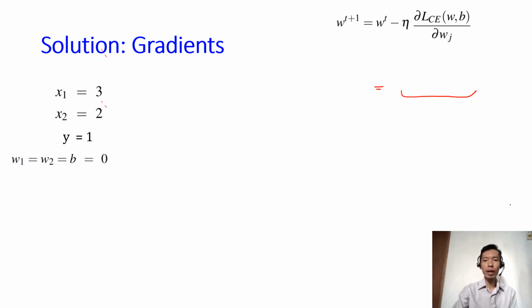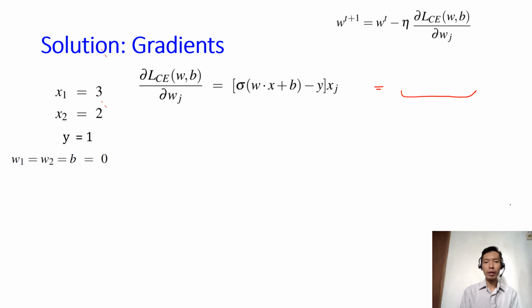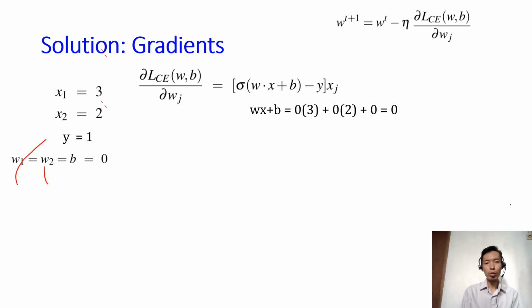And then from the previous slide, we have seen that the gradient of the loss function with respect to a particular weight looks like this. So it is sigma of wx plus b minus y times xj. Okay, so here's the gradient. And then let's plug in the numbers. wx plus b: w1 times x1 plus w2 times x2 plus b. So here it's 0 times 1, 0 times 2, plus 0 because b is 0, equals 0. So this takes care of the wx plus b part.